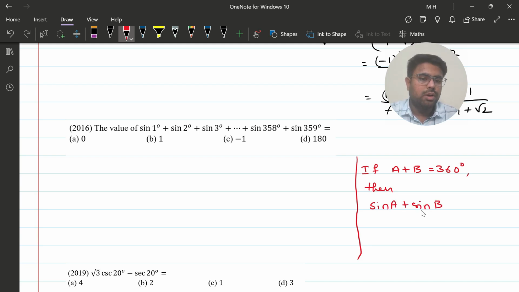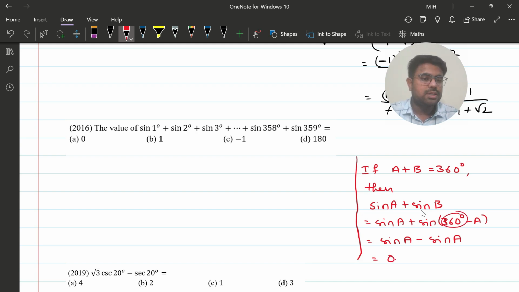Can I write down? Then sine a plus sine b, where a plus b is 360 degrees, is going to be equal to sine a plus sine of 360 degrees minus a. 360 minus a is in which quadrant? If you look at it, it is going to be in the fourth quadrant. In the fourth quadrant, sine is negative, so it is minus sine a. So it is equal to 0.